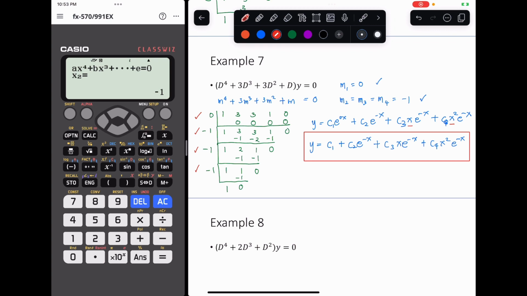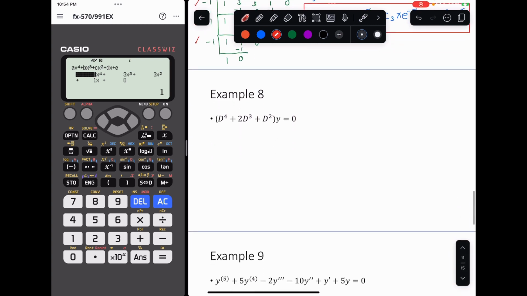So x sub 2. Since this is a 4th degree equation, supposedly there should be 4 roots. But then it's only showing 0 and negative 1. So that means the last part is the one that is repeating. So in this case, x sub 2, x sub 3, and x sub 4 are all negative 1. Okay, so that's our example number 7.